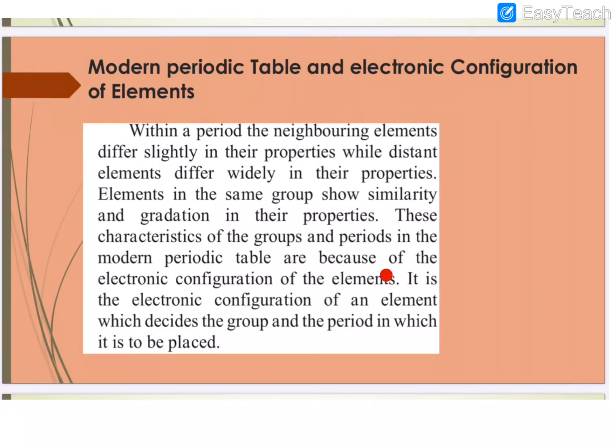The characters of groups and periods in the modern periodic table are because of the electronic configuration of the elements. The similarities in the properties of elements in the groups and periods are because of their electronic configuration. It is the electronic configuration of an element which decides the group and period in which it is to be placed. The electronic configuration means the number of electrons in the first shell, K shell, L shell, M shell, N shell, and so on.